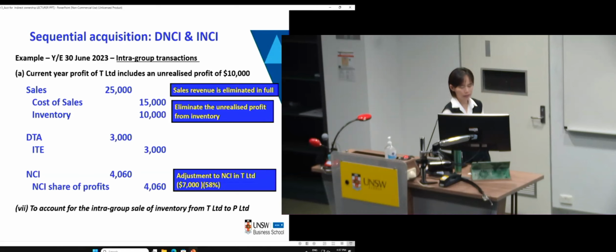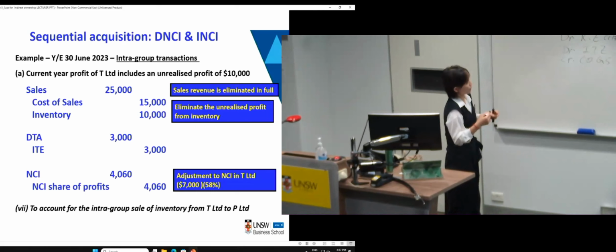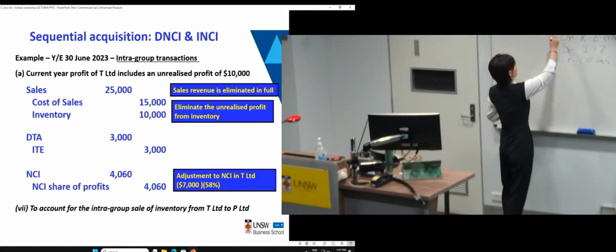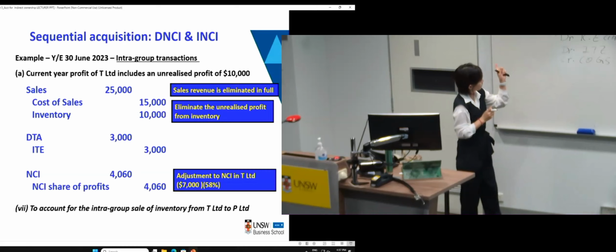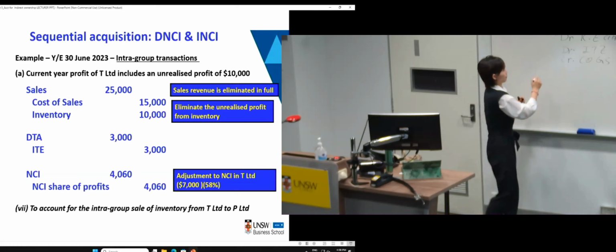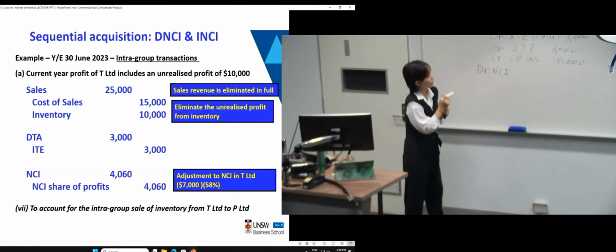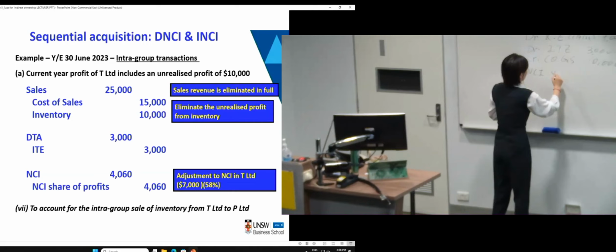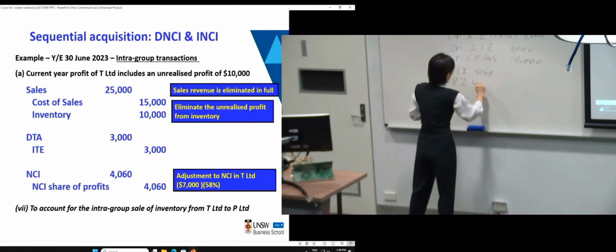Now, how is this going to affect your NCI in T? What about your NCI adjustment after this? Is the NCI debit or credit? Start with this one. Reducing opening retained earnings means reducing NCI share of retained earnings. There will be a debit, right? NCI, 7,000 times 58%. And credit retained earnings. That is journal entry one.